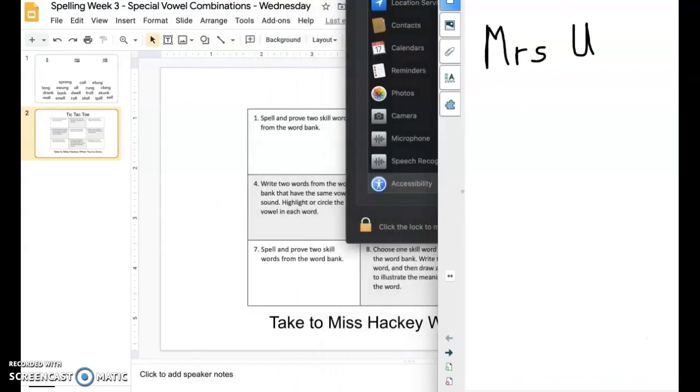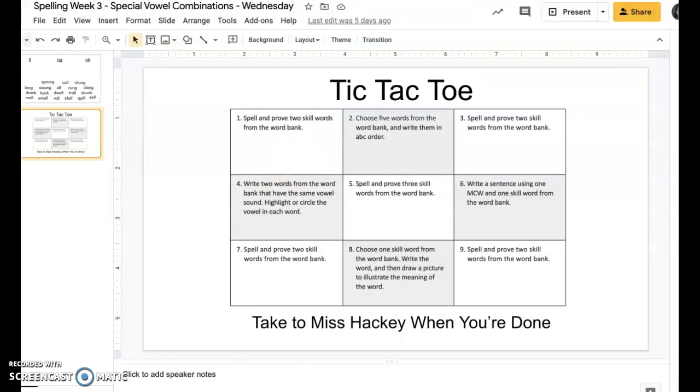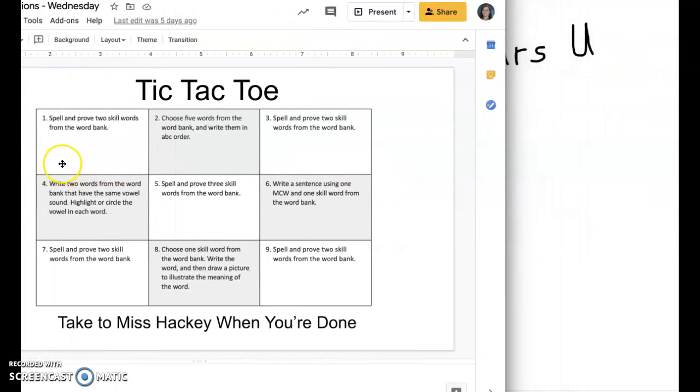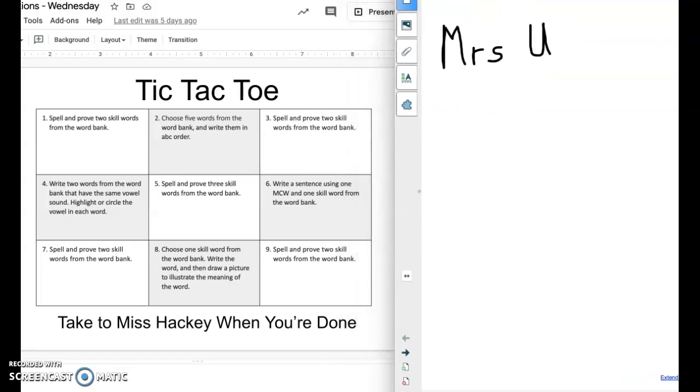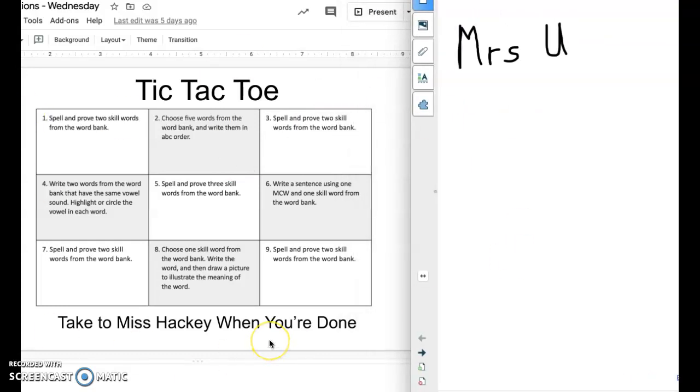Then it says you have to pick a tic-tac-toe to do. So you're going to pick either spell and prove 2 skills from the word bank or choose 5 words from the word bank and write them in ABC order. So you're going to pick 3 so that you can make a tic-tac-toe. So maybe you're going to go across the middle here. Okay, you know how to play tic-tac-toe. You need 3 in a row. So number 4, I'm going to do 4, 5, and 6. So I'm going to write those on my paper because those are the ones I'm going to do. 4, 5, and 6.